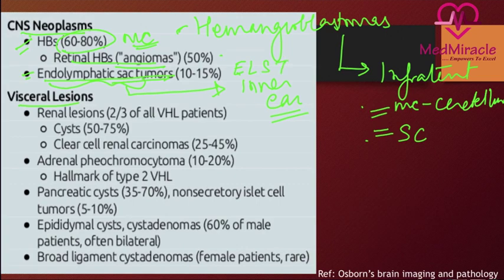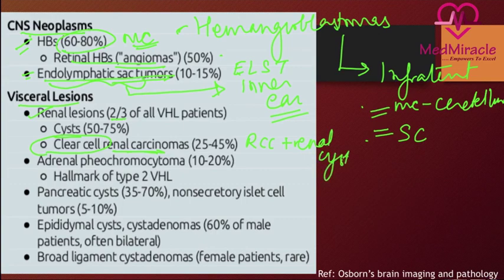Coming on to the visceral lesions. First of all, renal lesions, which occur in 2/3 of all VHL patients. First is renal cysts and the second is RCCs, particularly of the histopathological type, clear cell RCCs. So RCCs and renal cysts will occur in VHL.